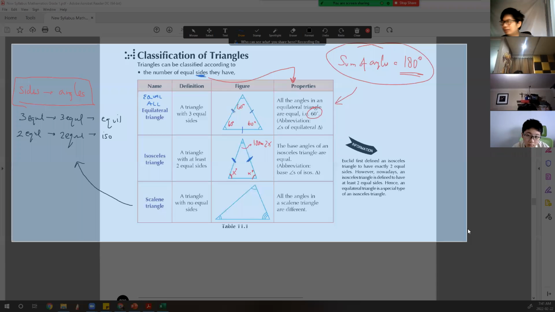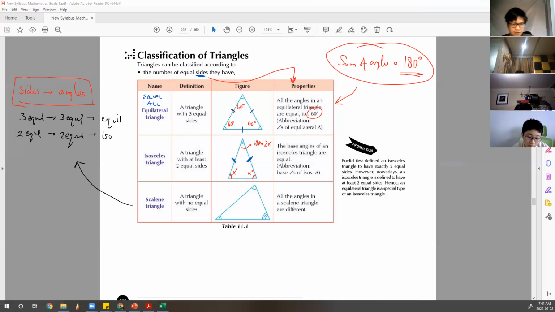I will copy this and put it in Microsoft Word, and I will put it in a PDF as well, so you can see it later on. Now we're going to learn the next part.